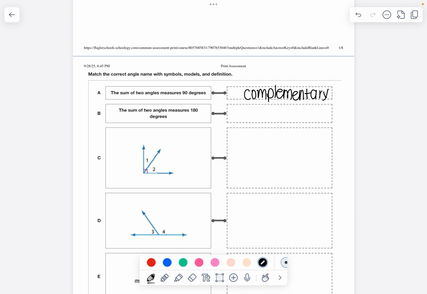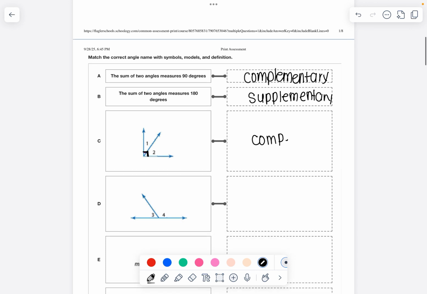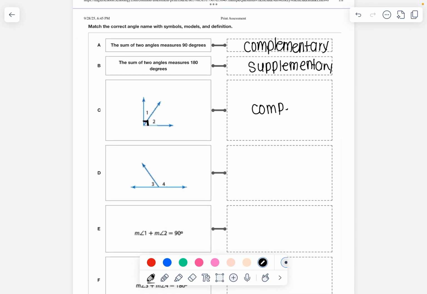I am at home. The sum of two angles that measure 180 are going to be supplementary. For picture C, we clearly have a 90-degree angle. So that's going to be complementary. I'm just going to write comp. For D, those two angles will add up to equal 180 degrees. So they're going to be supplementary.